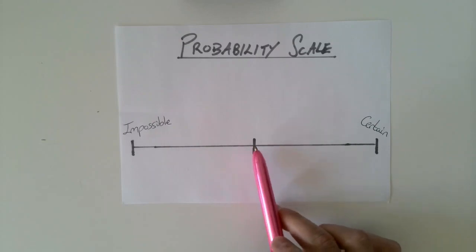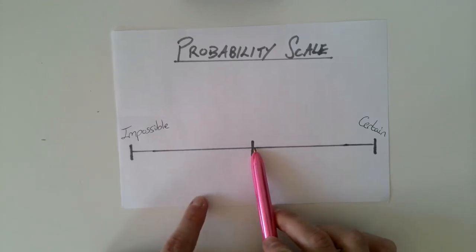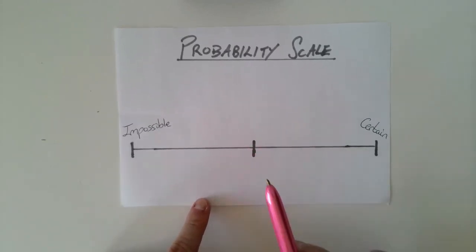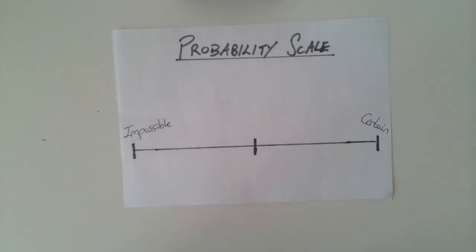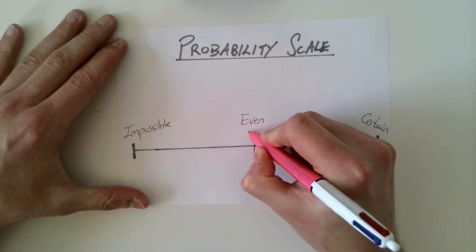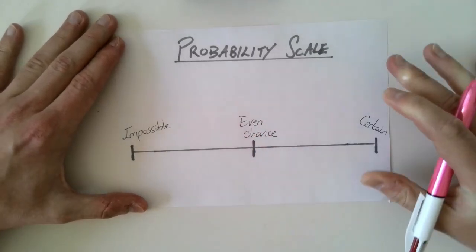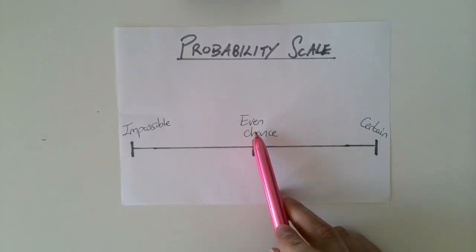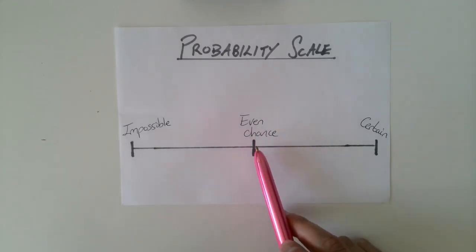Now in the middle of the probability scale, it's exactly halfway, we have a term which is called even chance. And all that means is there is just as much chance of the event happening as not happening. So there's half a chance.